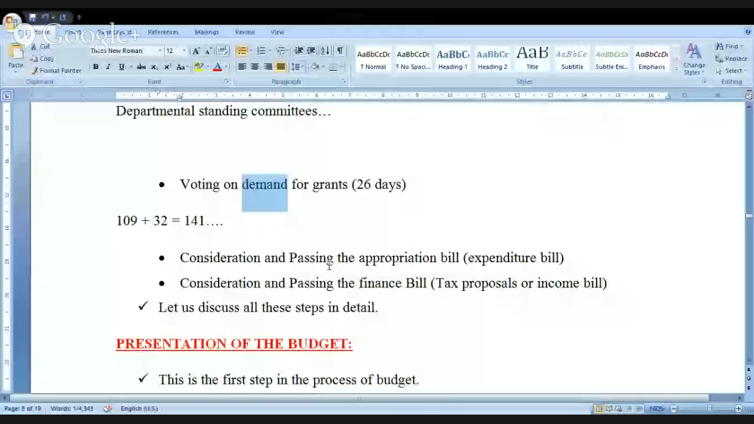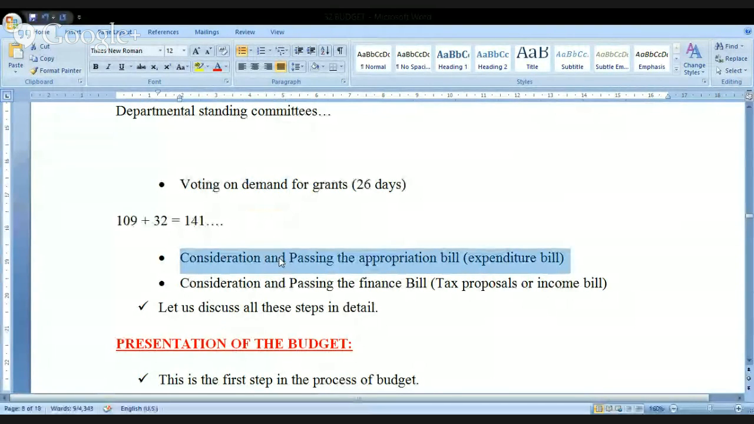Look at this. Once step number 3 is over, it is the consideration and passing of the appropriation bill. I told you already in the brackets, please look at this. Appropriation bill is nothing but the expenditure bill, right? Next, after this one, we'll see the consideration and passing of this one.